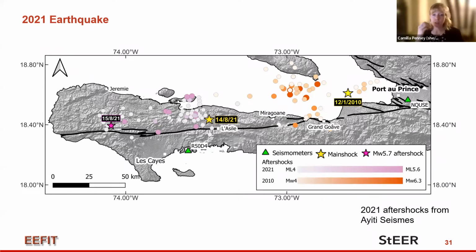So again, as in 2010, we see that the epicenter is close to this Enriquillo-Plantain Garden fault. And so the initial reaction again was, oh, this is probably a major strike-slip faulting earthquake on this very mature fault through this region.